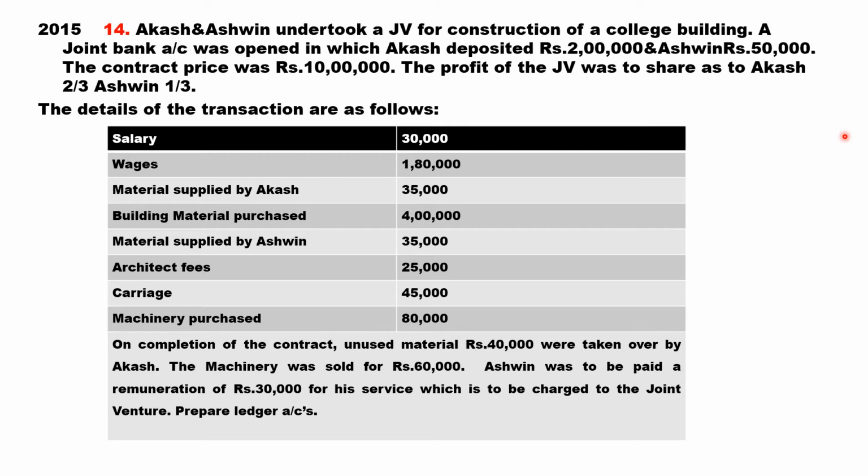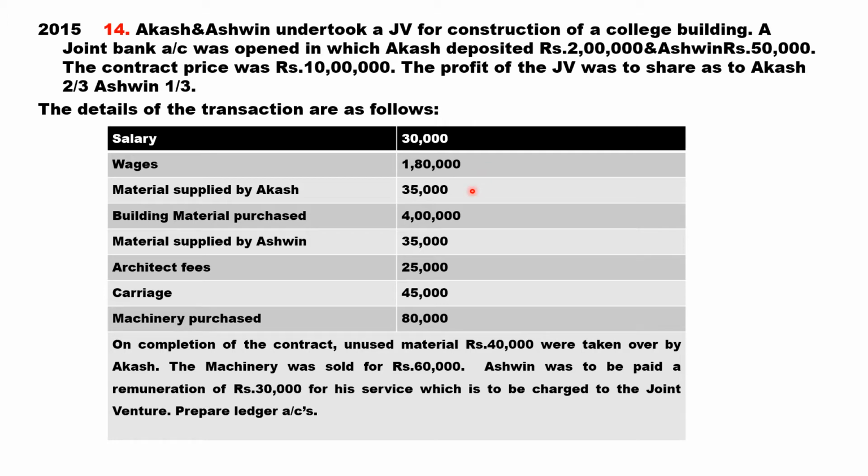Akash and Ashwin undertook a joint venture for the construction of a college building. A bank account was opened in which Akash deposited 2 lakh and Ashwin 50,000. The contract price was 10 lakh. The profit of joint venture was to be shared as Akash 2/3, Ashwin 1/3. The details of the transactions are as follows. We have wages 30,000, salary 30,000, wages 1,80,000.